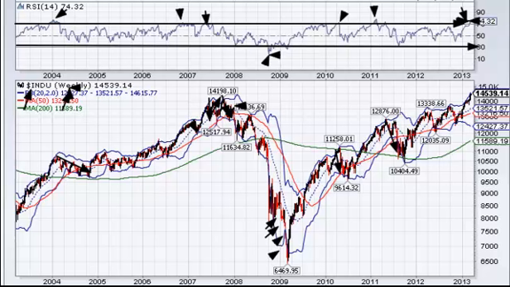The thing I want you to know here, and I'm going to zoom in a little bit more on this chart so you can see it better, is that the real way to know when the market has peaked is going to be when price proves it. And let me show you how to do that.